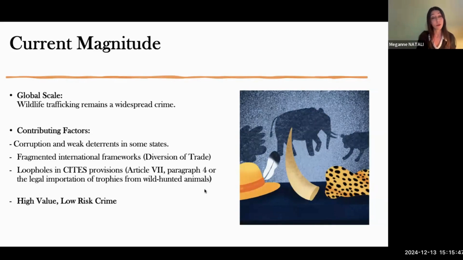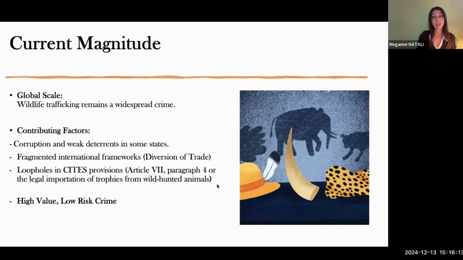Furthermore, existing loopholes within CITES provisions exacerbate the opportunities for laundering illegally harvested species. For example, tourists engaged in sport or so-called canned hunting often return with trophies for personal use, yet these items sometimes end up in the black market, contributing to the illegal trade.